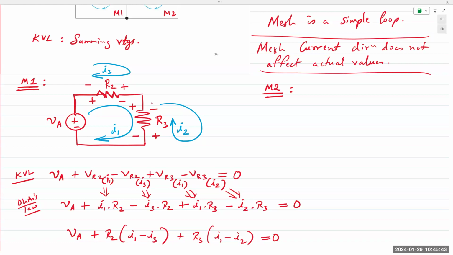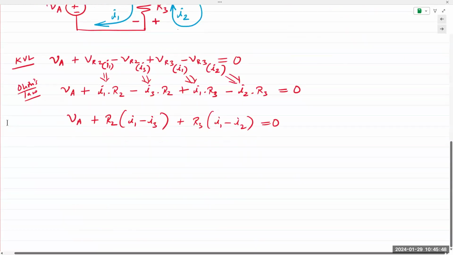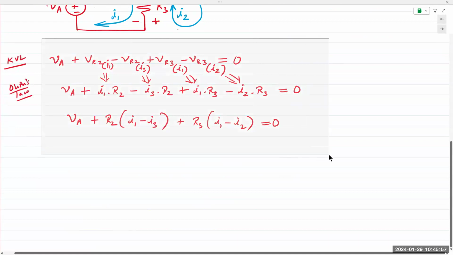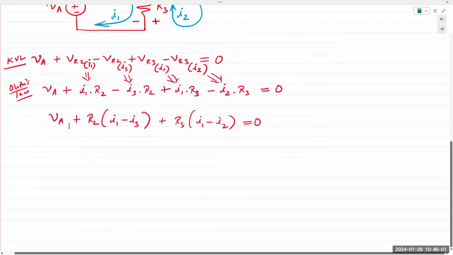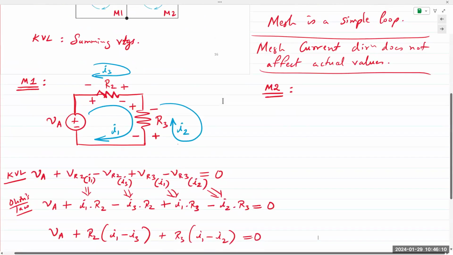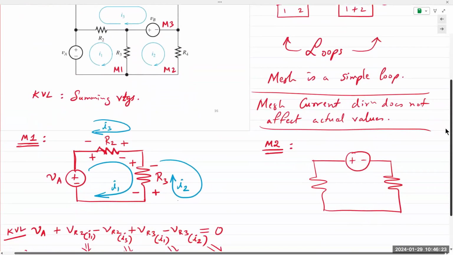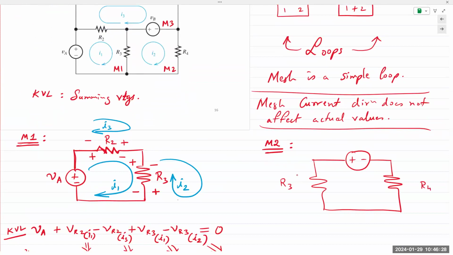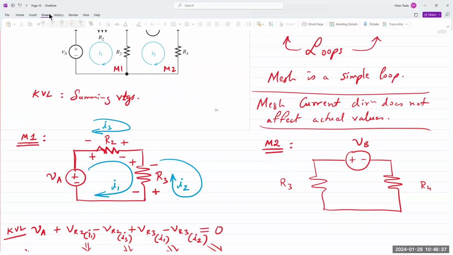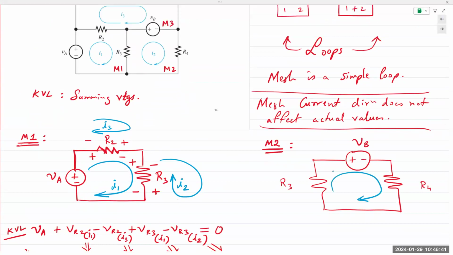Then moving on. Mesh 2 is, let's see. This is R3, R4, and VB. My I2 is flowing in the opposite direction. I2 and I1.